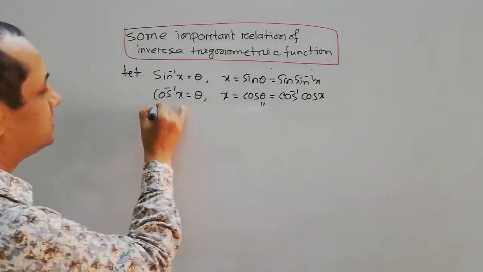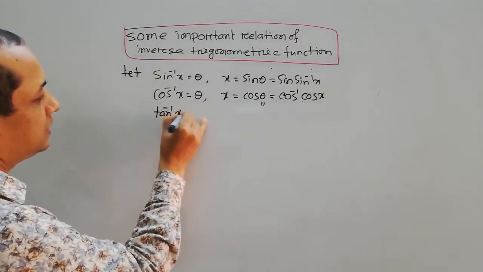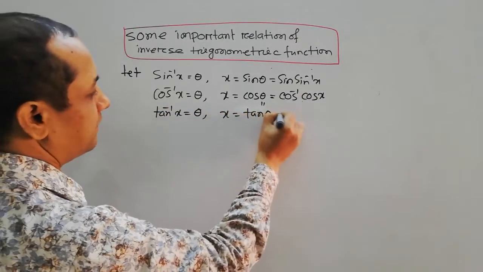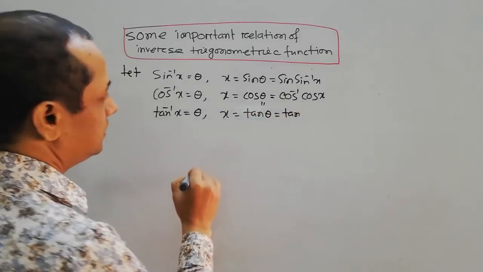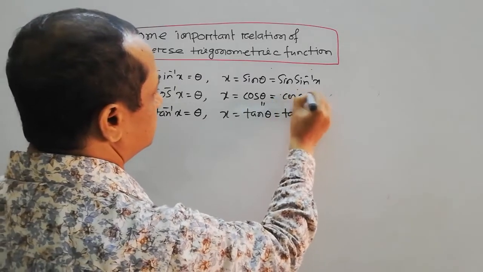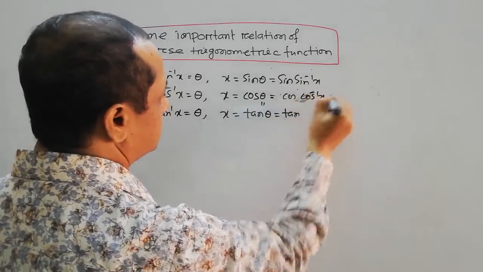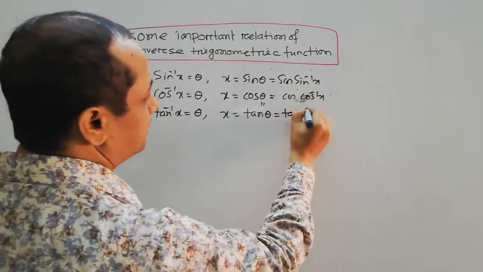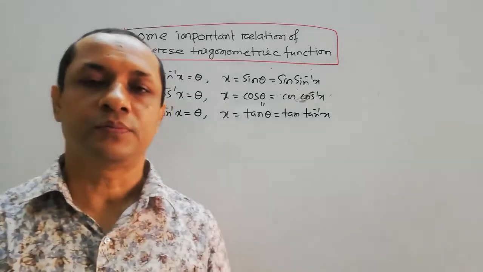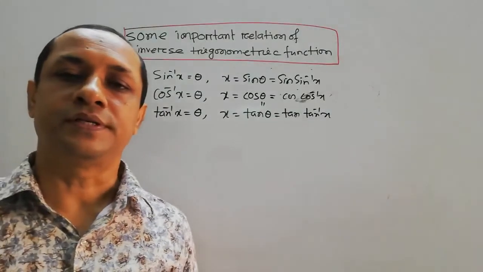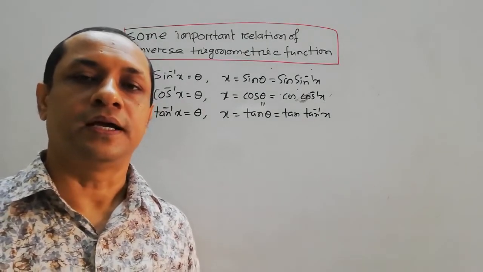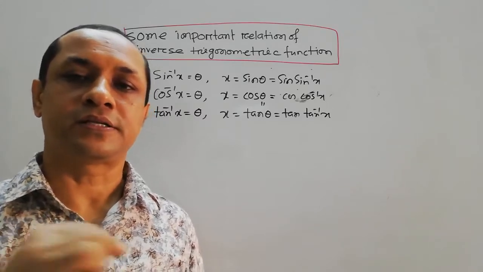Again, let tan inverse x equals theta. So x equals tan theta. Putting the value of theta equals tan inverse x, we get tan(tan inverse x) equals x. Similarly, we can prove that cot(cot inverse x) equals x, sec(sec inverse x) equals x, and cosec(cosec inverse x) equals x.